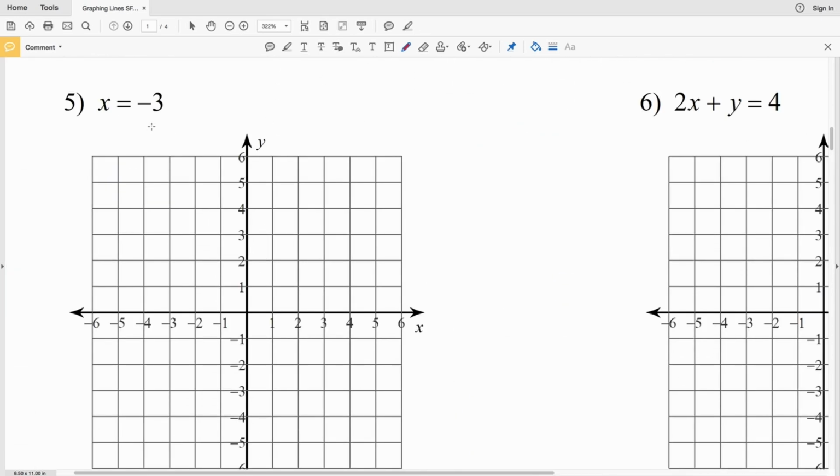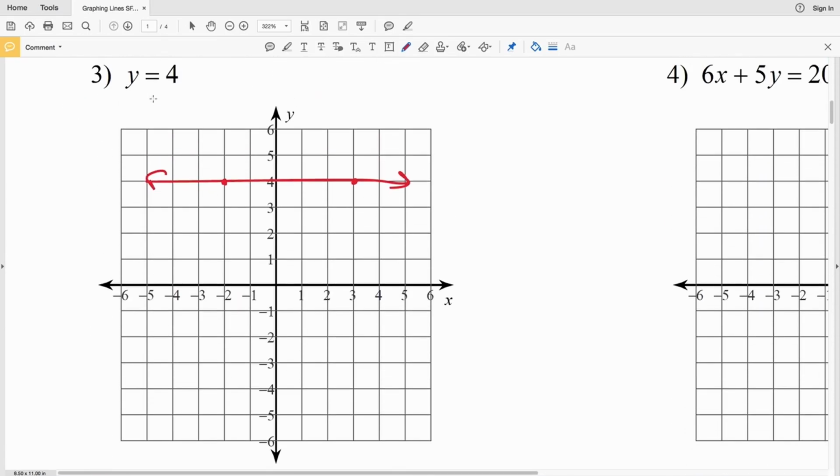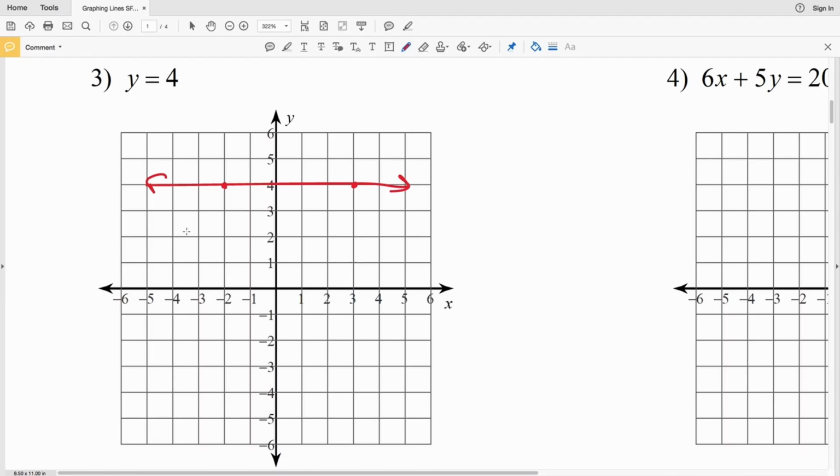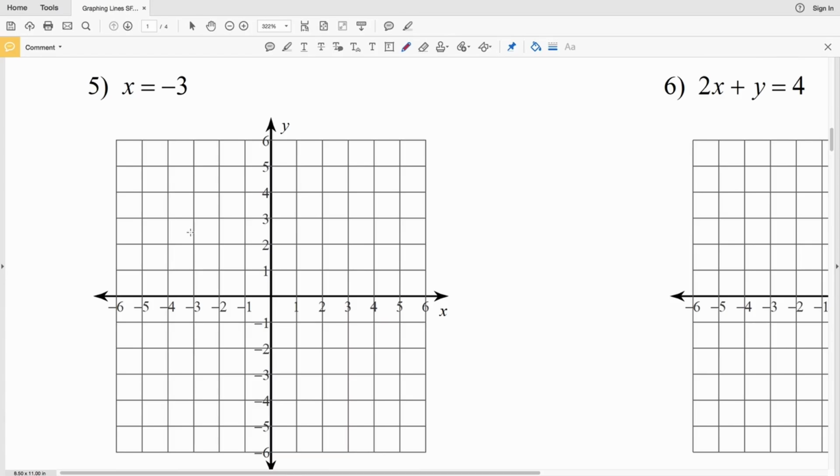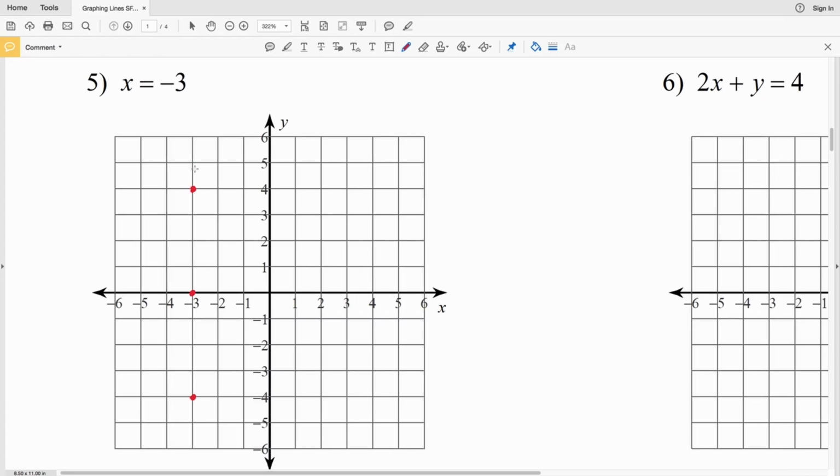For number 5, we have x equal to negative 3. This is similar to when y equaled 4 for number 3. However, this time x is equal to negative 3 at all times. So regardless of y, x is always negative 3. So if y is negative 4, x is still negative 3. If y is 0, x is negative 3, and so on. So this, as opposed to when y was equal to a value that was a horizontal line, is going to be a vertical line.